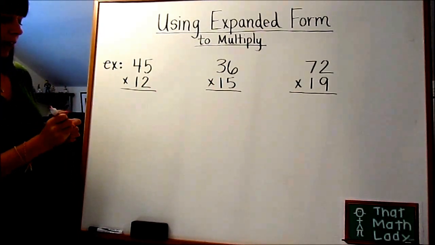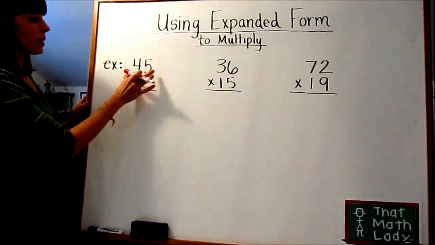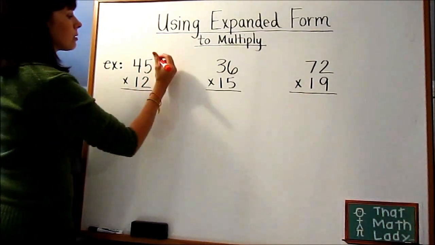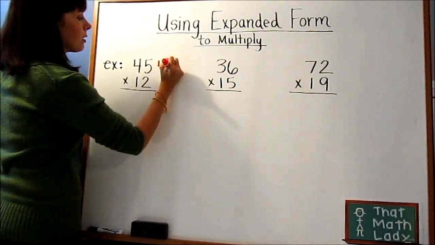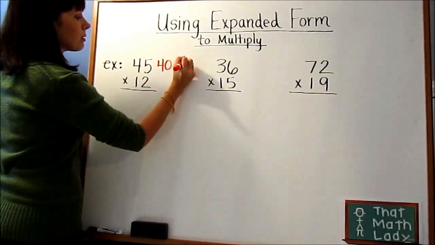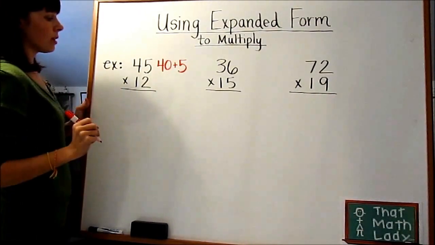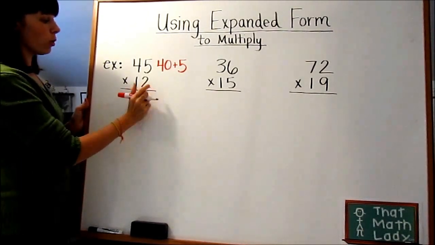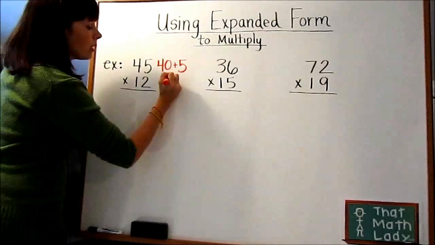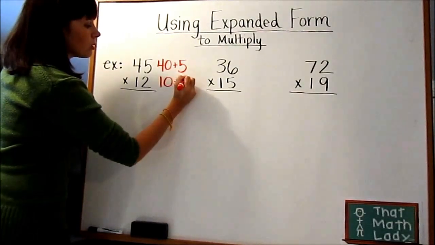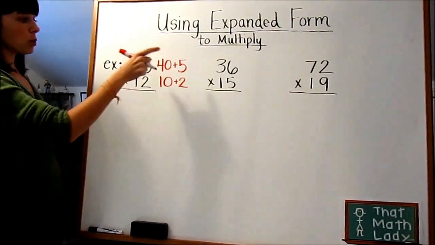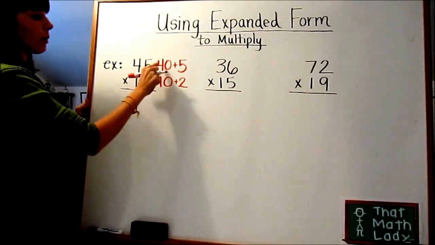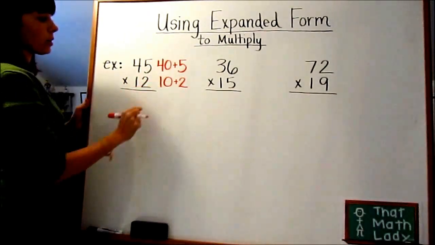So I have 45, and 45 in expanded form is 4 tens plus 5 ones. So that looks like 40 plus 5. And I have 12, which is one group of 10 plus 2 ones. So I have 10 plus 2. And to multiply this out, I'm going to do some cross multiplying from my top numbers to my lower numbers.